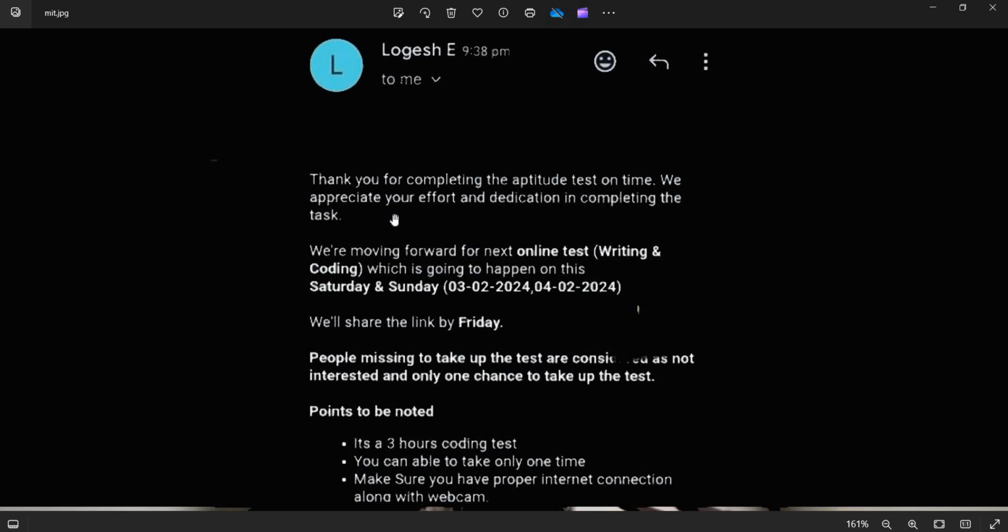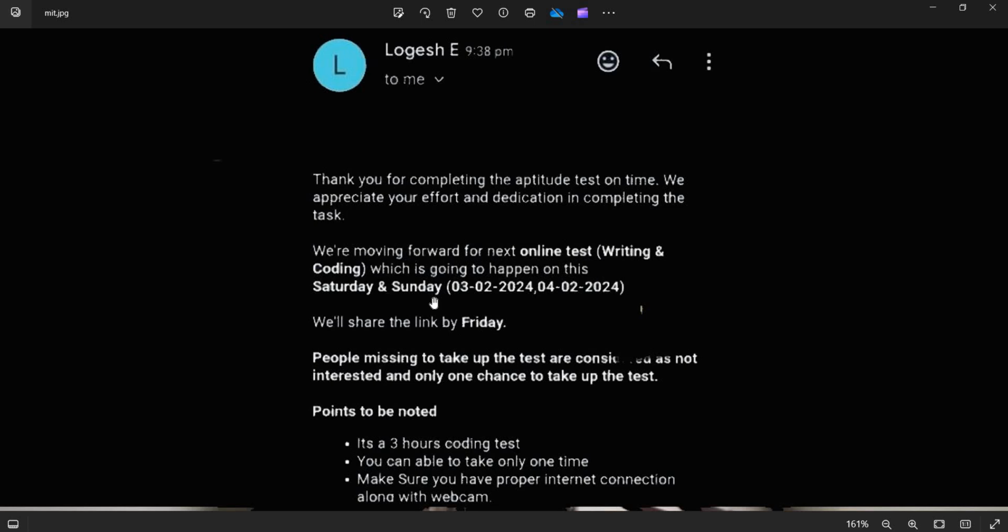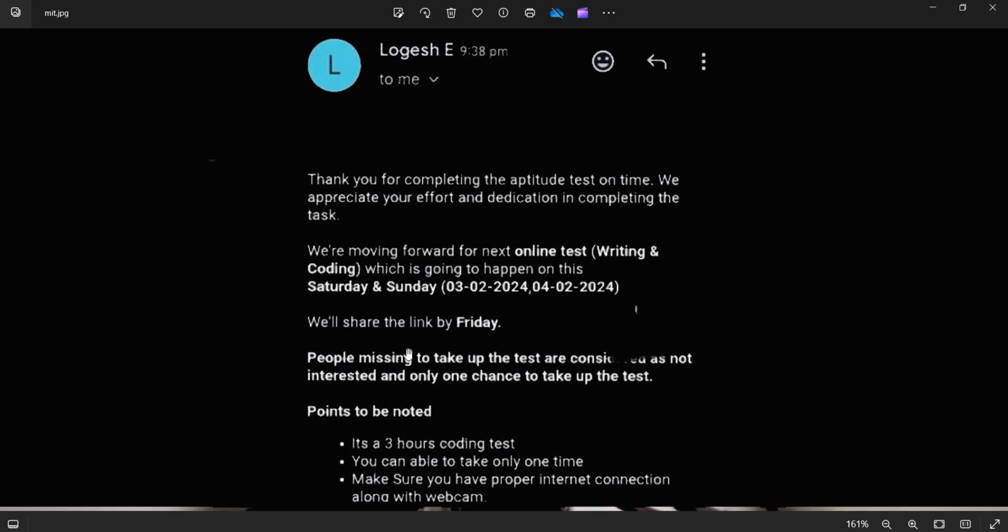Thank you for completing the aptitude test on time. We appreciate your efforts and dedication in completing the task. So we are moving forward to the next online test, writing and coding, which is going to happen on Saturday or Sunday, 3/2 or 4/2. They will be sharing the link by Friday, so don't miss the opportunity.